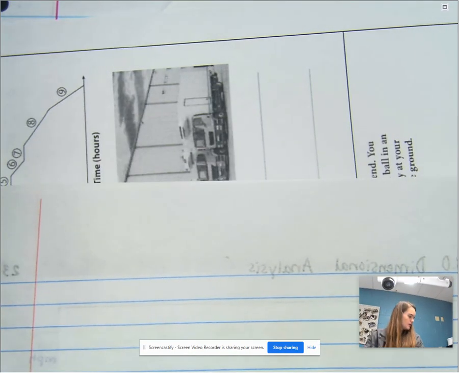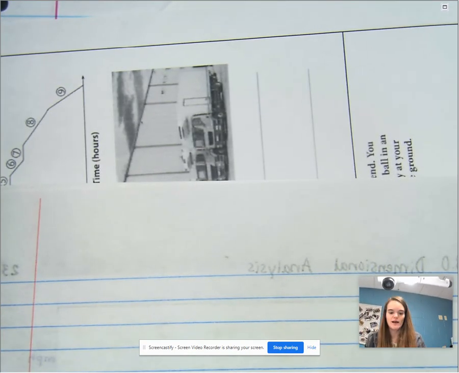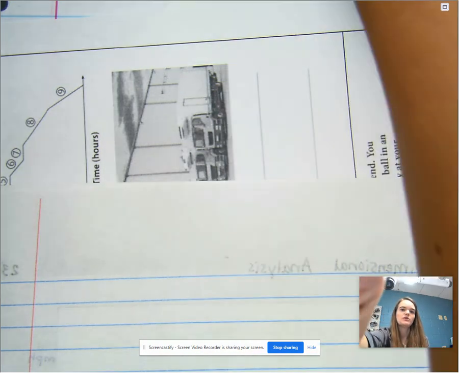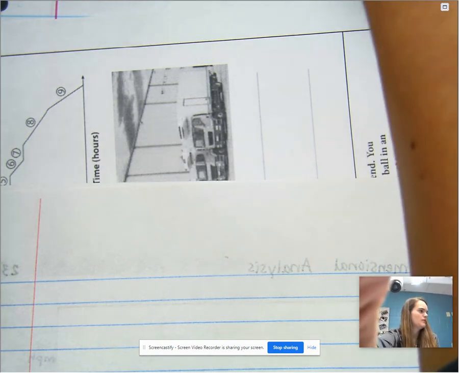Okay guys, so we're going to start talking about graphing. After your 20-day assessment, we normally move on to different topics. So we're definitely doing that today, moving on to a different topic.